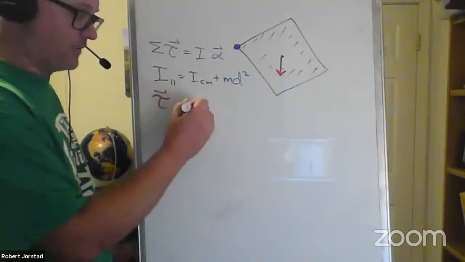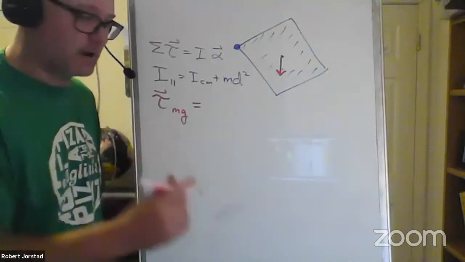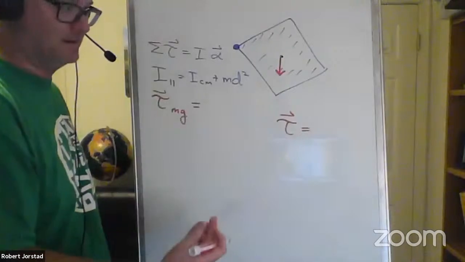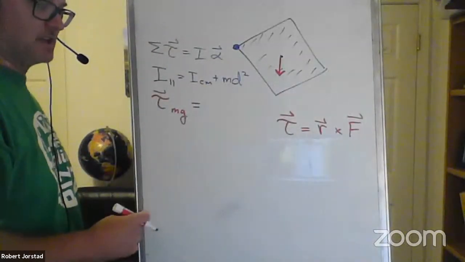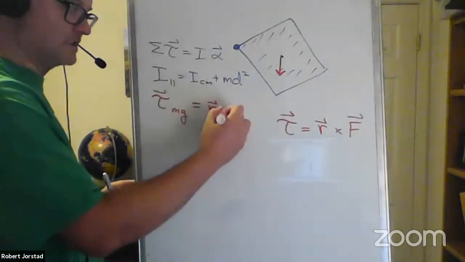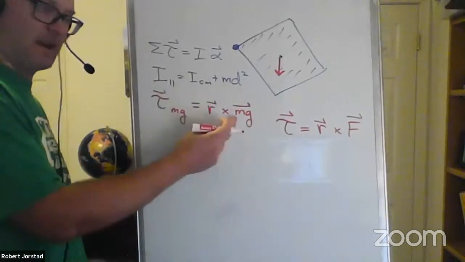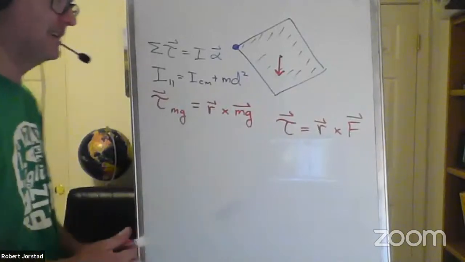What's the equation for torque in general? For an arbitrary torque equation, what's the general way to write torques? What cross what? R cross F. So this one, conveniently, they told us this. So you would have to figure out some kind of R vector crossed with some kind of mg vector. You have to figure out how to code mg as a vector. I bet you could do that.